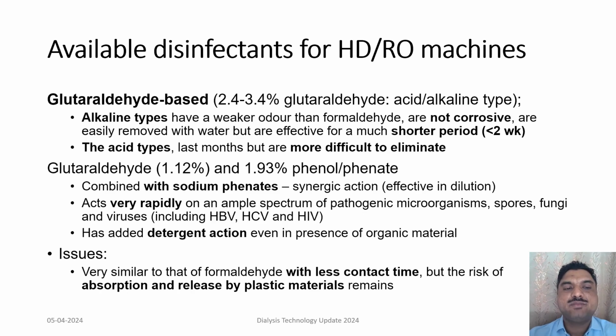The second brother of formaldehyde is glutaraldehyde. It's available in two major forms. The first form is the acid or alkaline type, which is available in more than 2% concentration, that is around 2.4 to 3.4%. The alkaline type has a weaker odor than formaldehyde. It is not corrosive and is easily removed with water. But the only problem is that the effect is very short, less than 2 weeks. The acid types last longer, but they are more difficult to eliminate.